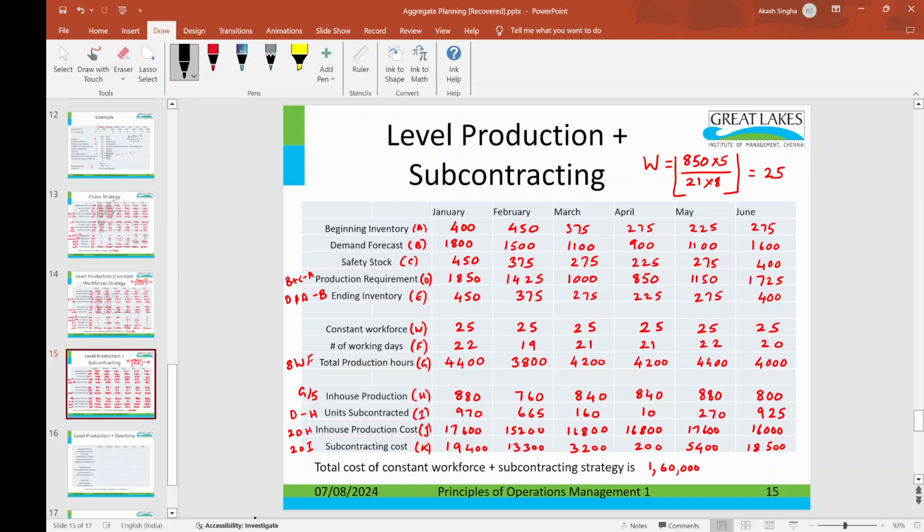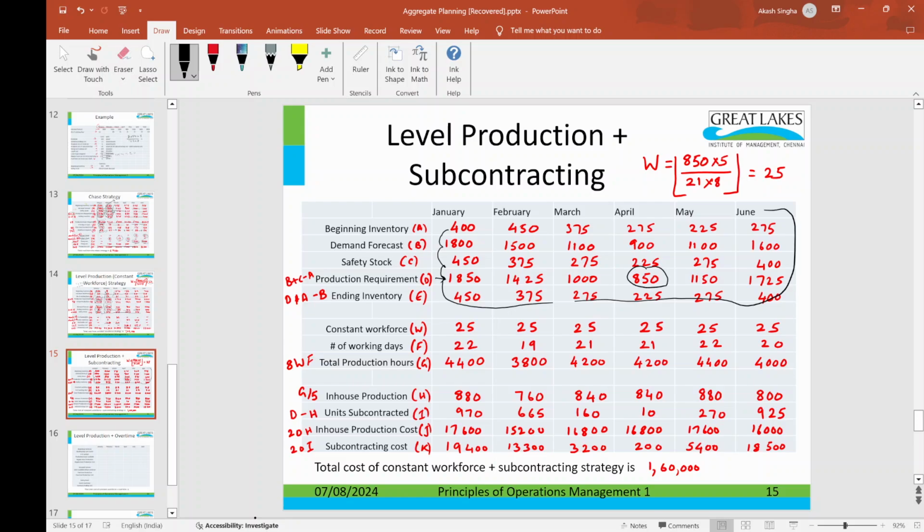Level production or subcontracting. So here, again it will be kind of like the chase strategy, but a little bit different. Here 400 again, 1800 same, 450 same, production requirement same. These values are the same as the chase strategy. Here what you have to look at is where the production requirement is minimum, in which month, and it is April.